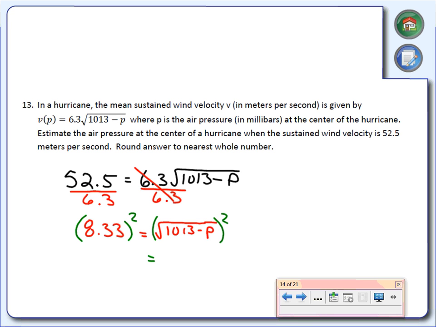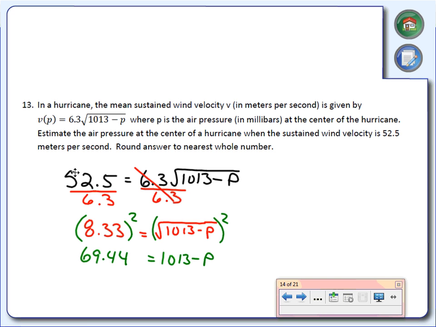What I want you to do now, with that number still in there, all you need to do is hit the square button. And when you hit that square button, you should see ANS. It's going to take the answer that we just got, and it's going to square that number. So what do we got this time? 69.4444. Of course, over here, all we have is 1013 minus P.